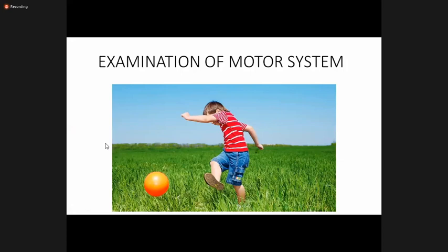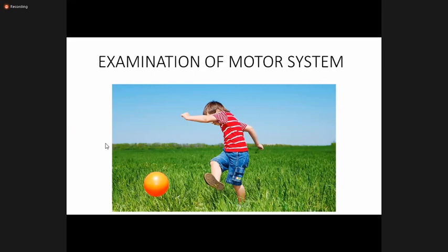Today we are going to discuss an important topic, that is the examination of the motor system. The examination of the motor system is almost the same in adults and pediatrics, but with a little difference in neonatal examination. In children, you have to work on a limited command. You must listen to it and perform it according to your command.